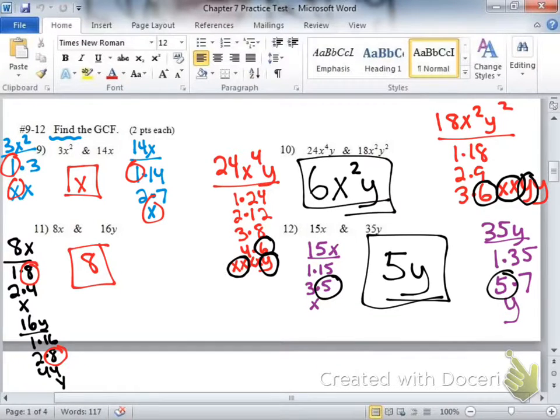Alright, GCF. You can't factor GCF on the next page unless you know how to do this. Find the GCF. So what are your questions on finding GCF?